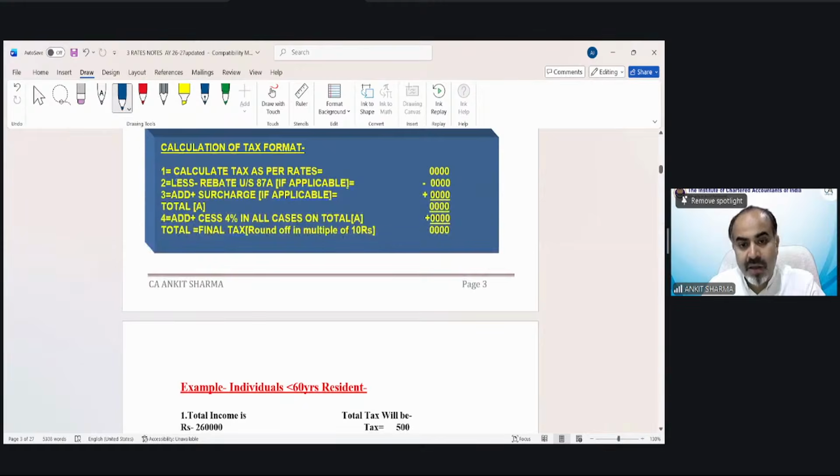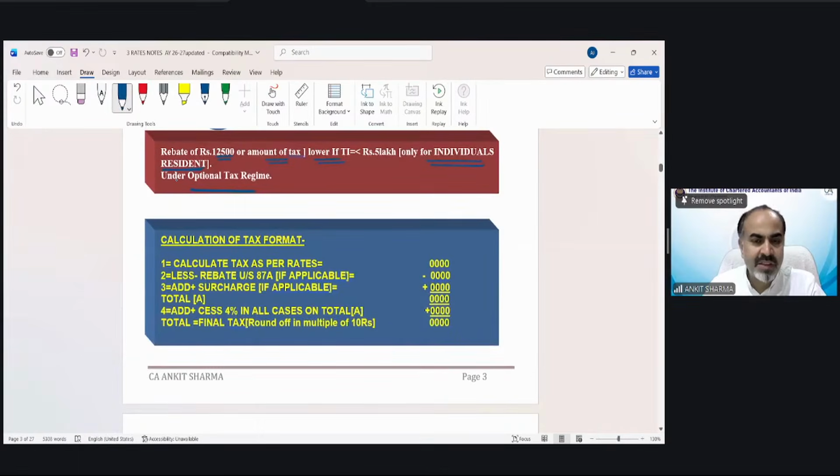Let me give you an example. We have multiple examples below. Calculation of tax format, as we have discussed: you have to calculate tax as per rates, then apply rebate if applicable, because rebate would be applicable only if income is up to rupees 5 lakh. Then you have to apply the surcharge. If surcharge is applicable, you have to add it back. On this total, you have to apply cess 4% in all cases. This would be your final tax. This needs to be rounded off to a multiple of 10 rupees.